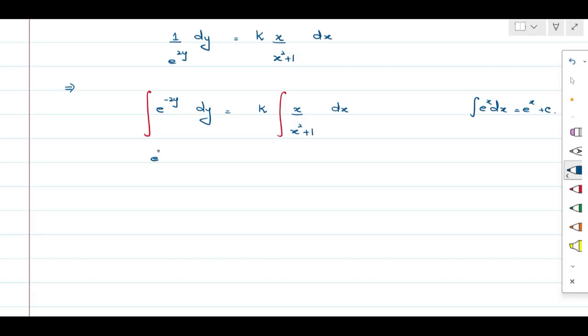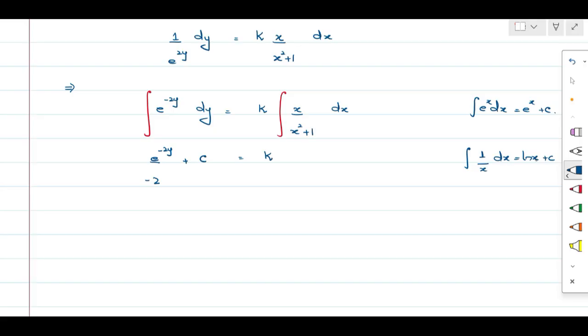Okay, so for e to the power minus 2y, the integration with respect to y is e to the power minus 2y, but the derivative of minus 2y is negative 2, so you have to divide by it in the denominator, plus the constant of integration, that is equal to k, a constant. Now the integration of 1 over x dx is basically equal to natural log of x plus some constant of integration.